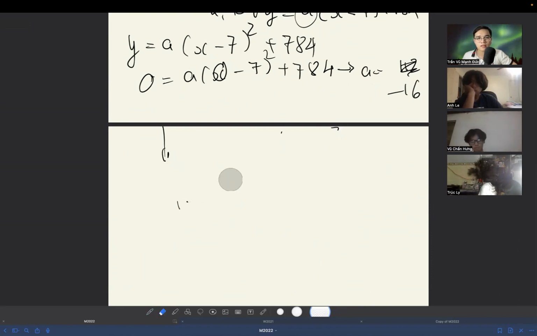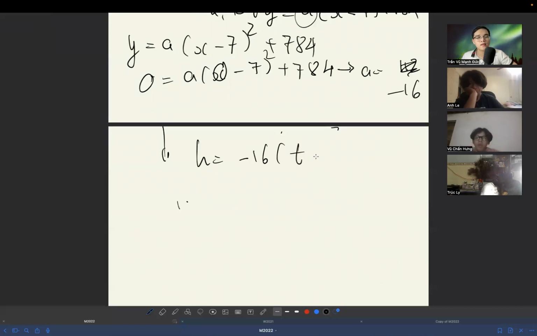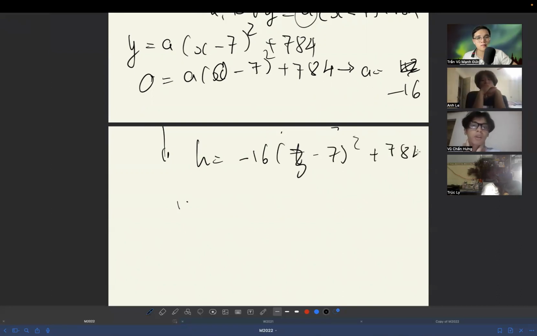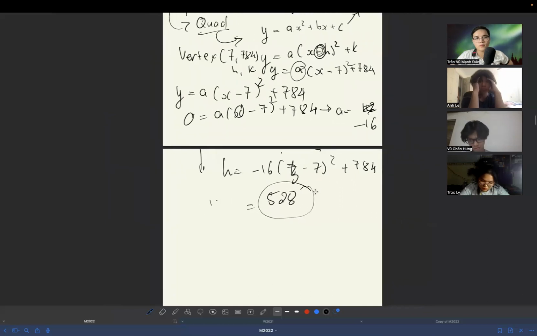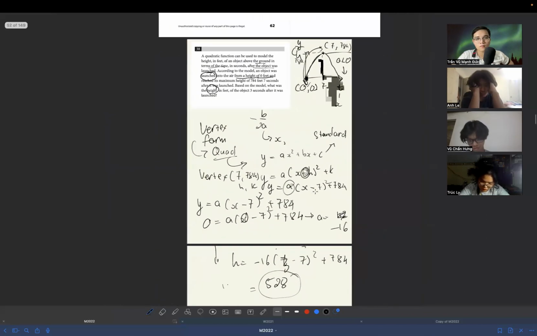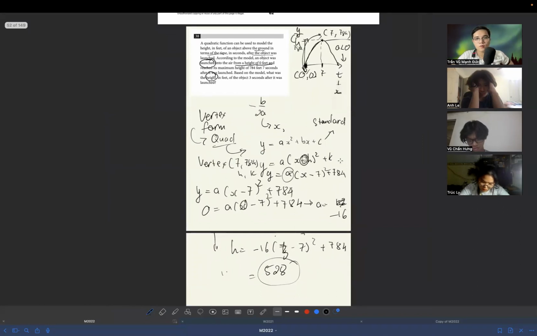And h simply is minus 16 times t minus 7 squared plus 784, which is 3 minus 7 squared plus 784. Oh god, it's 528. All right, this is the final result. Okay, has everyone got this?